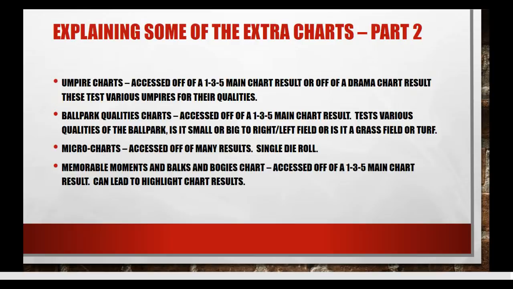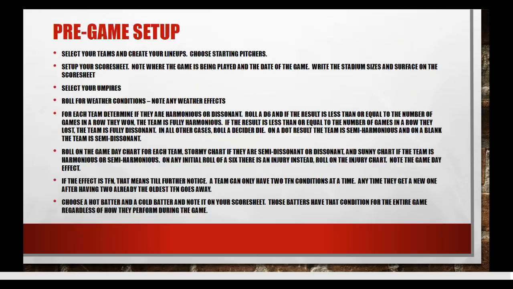Then we have micro charts. These are accessed off menu results. It's a single die roll. So those are like the fence chart, score chart, glove chart. Then we have memorable moments and balks and bogeys charts. Those are also accessed off that 1, 3, 5 main chart result. Those can also lead to highlight chart results.